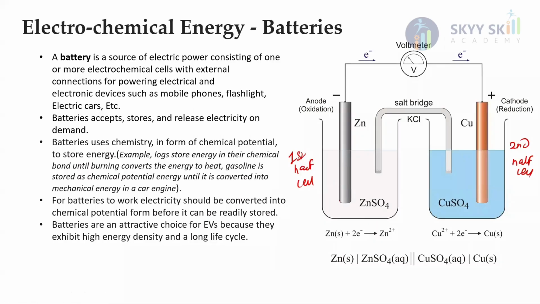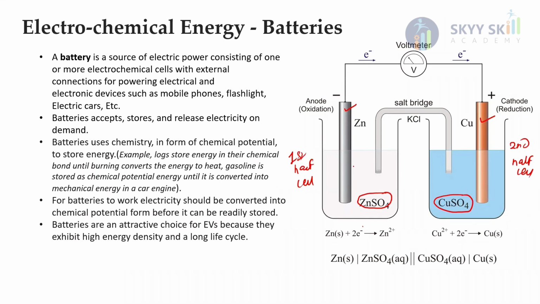In here, what is happening is the zinc is losing electrons. You can see in here what we have. We have an electrolyte, that is ZnSO4, and we have another electrolyte, that is copper sulfate. Then we have a zinc electrode and a copper electrode.